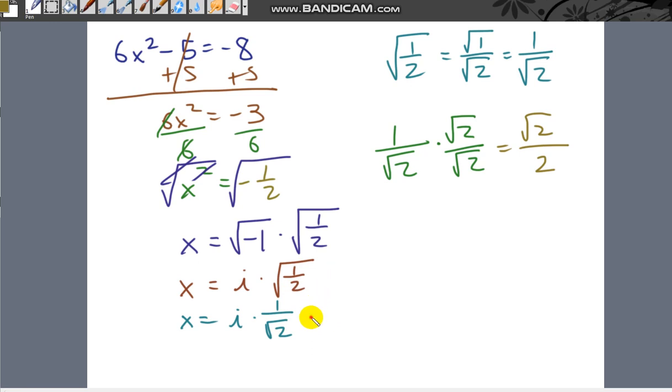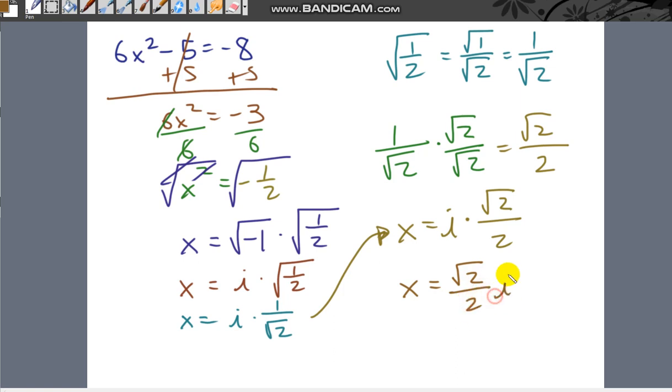Okay, so running out of room here, this is basically x equals i times the square root of 2 divided by 2. Alright, so now what we can do is put this i in front here. That's generally how it's written. You just put the i in front. So this would be square root of 2 divided by 2 i.